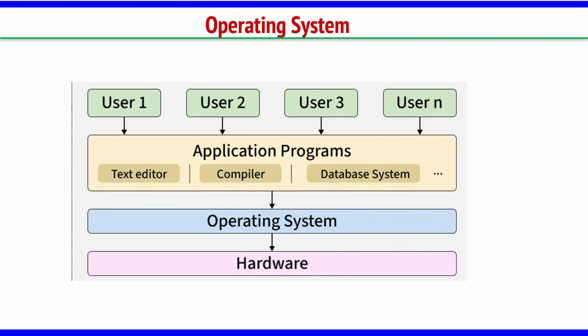One of the exams asked the order of these four: hardware, OS, application program and user. What is the proper arrangement order? It was asked once. So it is hardware, on top of that the OS, then the application programs, and then the users. Remember this.